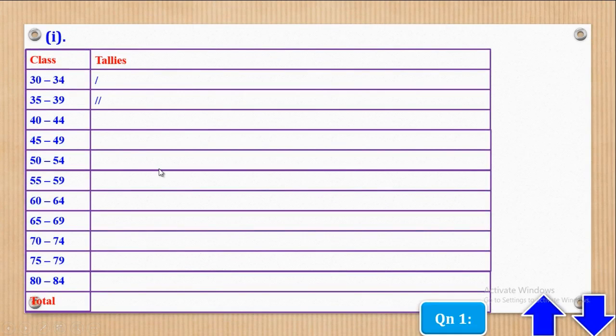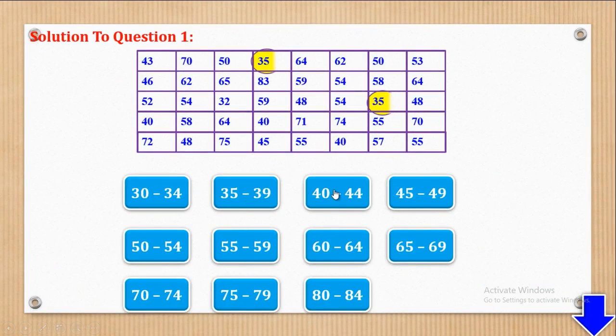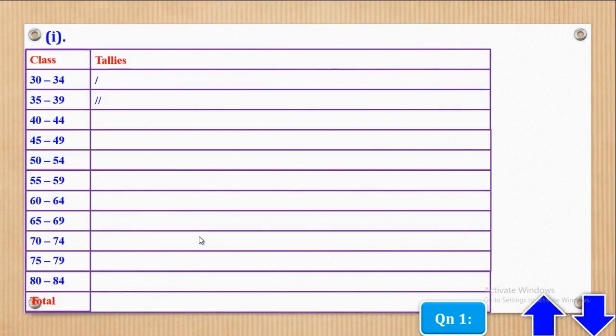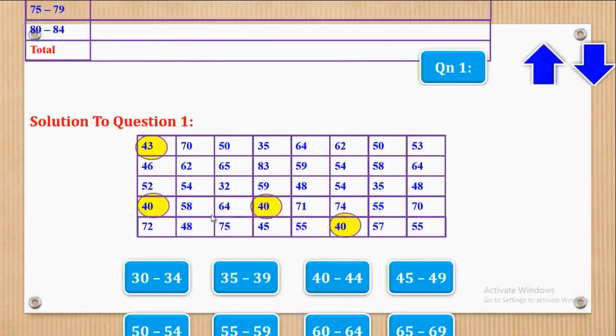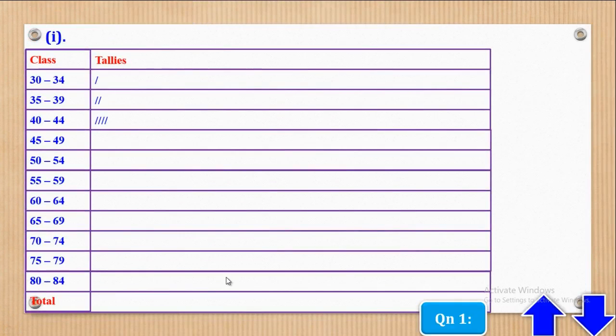The next will be 40 to 44. I'll first remove this, then highlight the ones for 40 to 44. So they are 1, 2, 3, 4. I'll put a tally corresponding to 4. Next will be 45 to 49. I'll first remove this, then highlight this. So they are 1, 2, 3, 4, 5. I'll put a tally corresponding to 5.